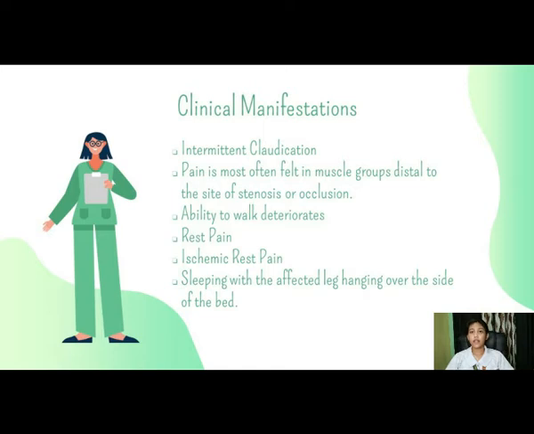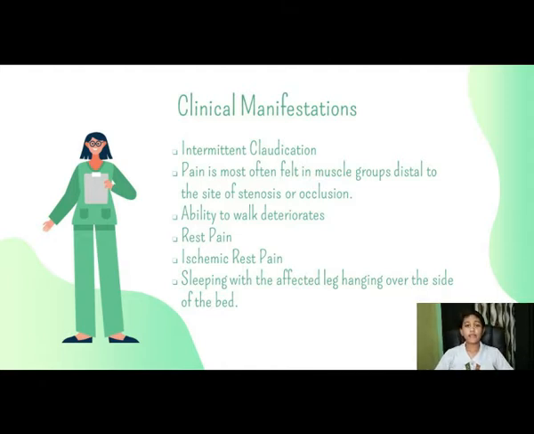Next is the clinical manifestations of patients with peripheral arterial occlusive disease. Intermittent claudication is defined as hurting, cramping, or causing tiredness, fatigue, or weakness that happens with some degree of exertion or activity and is alleviated by rest. Pain is most often felt in the muscle groups distal to the site of stenosis or occlusion.